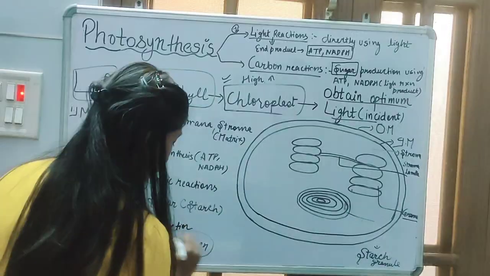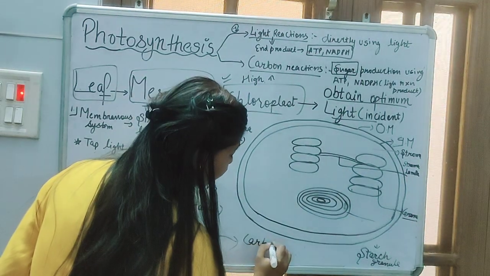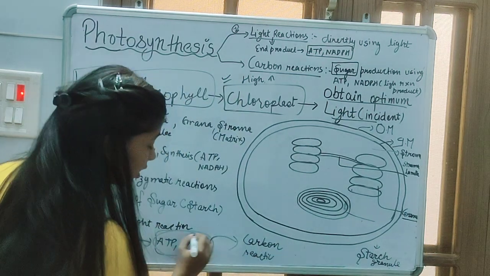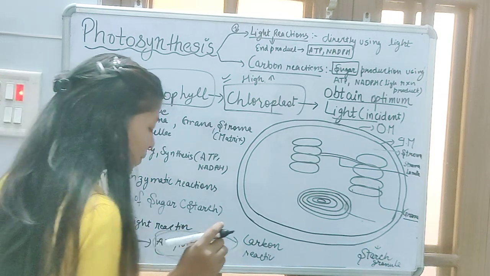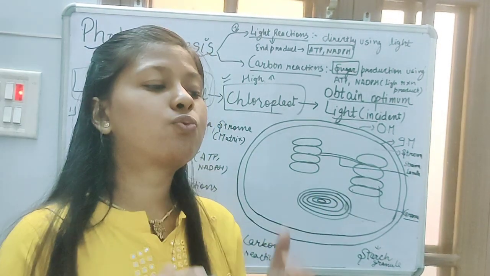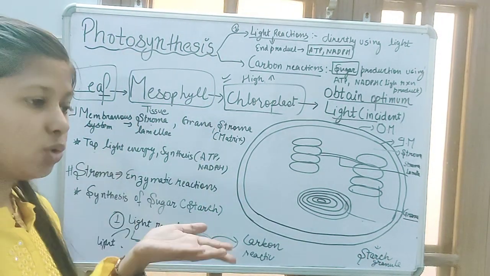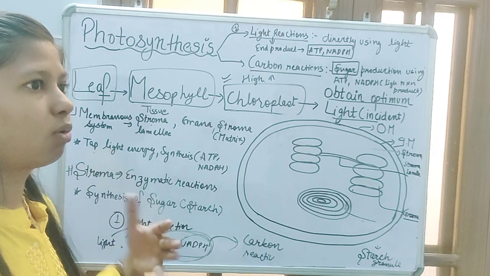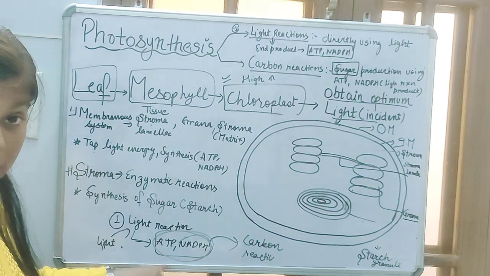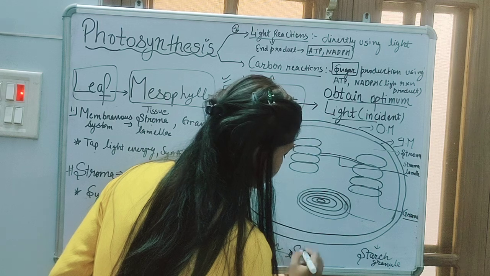And these products are used for carbon reactions. Carbon reactions use this ATP and NADPH. For example, we use money to get whatever foods. You can consider it as money. We use money to get any clothes, food, anything, right? Similarly, carbon reactions use ATP and NADPH for the production of sugar, that is starch.